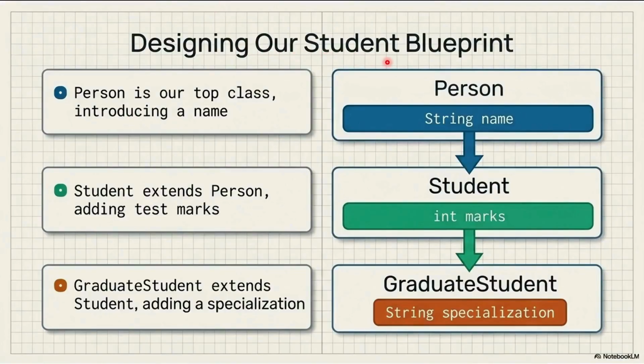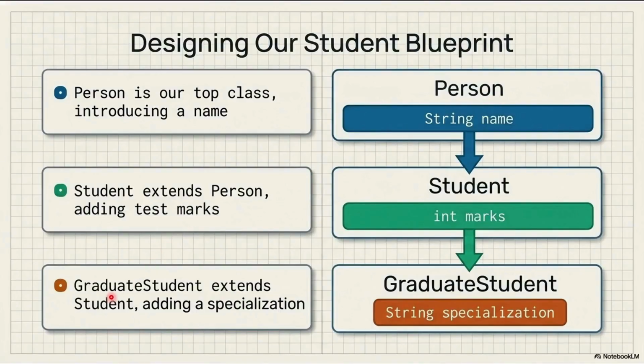Designing our class, that is the student blueprint. Now person is our top class. So what we are going to do is implement the program. Let us call the first class the person class. That is the top class, and it has one attribute, that is name. Then from the person we are going to inherit student. So student extends person, adding test marks. This is the property of student, but since student has been inherited from person, obviously it also has name.